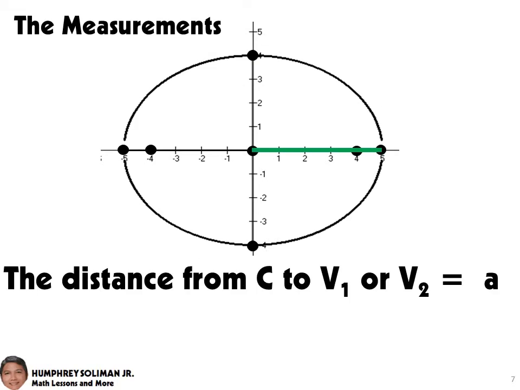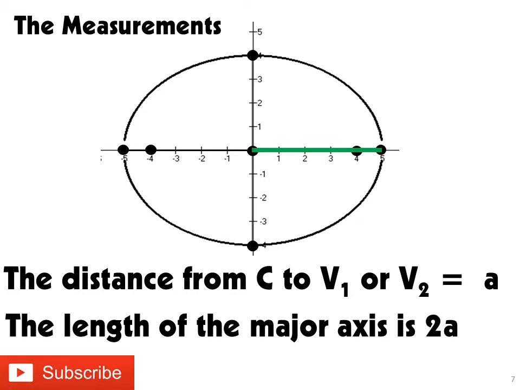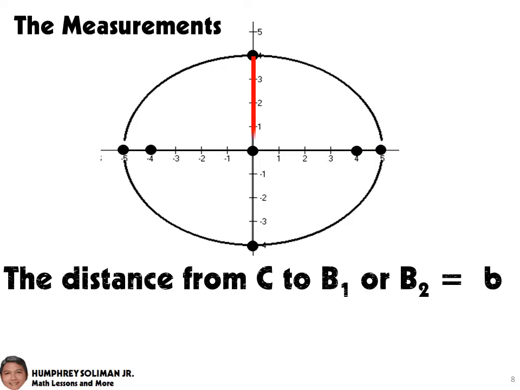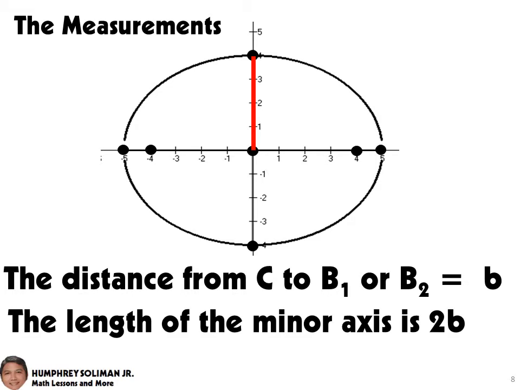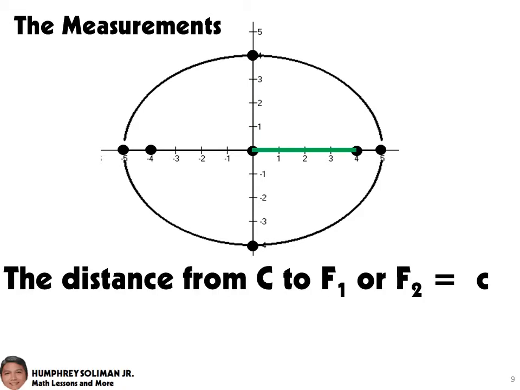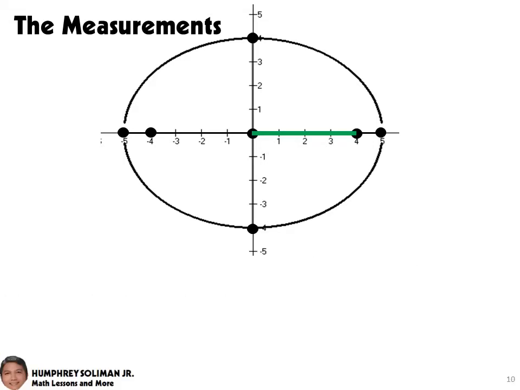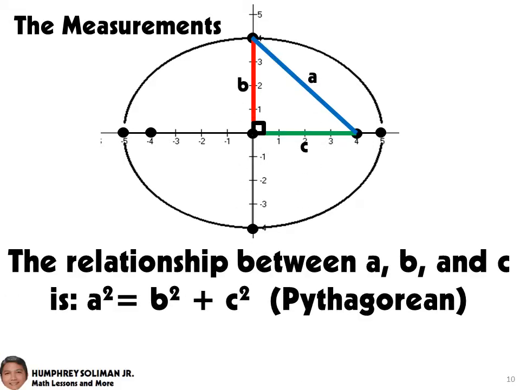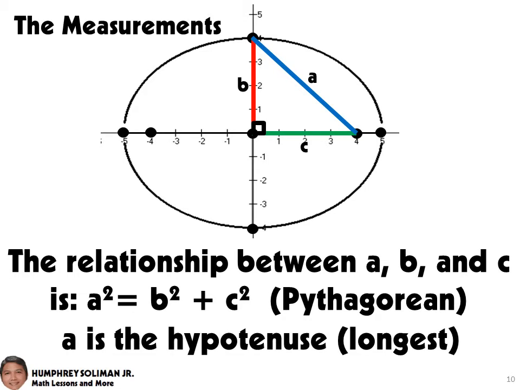Now we go to the measurements. The distance from the center to a vertex, V1 or V2, equals a. Thus, the length of the major axis is 2a. And, the distance from the center to an extremity of the minor axis, B1 or B2, equals b. Thus, the length of the minor axis is 2b. And, the distance from the center to a focus, F1 or F2, equals c. And the relationship between a, b and c is represented using the Pythagorean theorem. You can see that in the figure, we have a right triangle. Here, a is the hypotenuse and it is the longest.